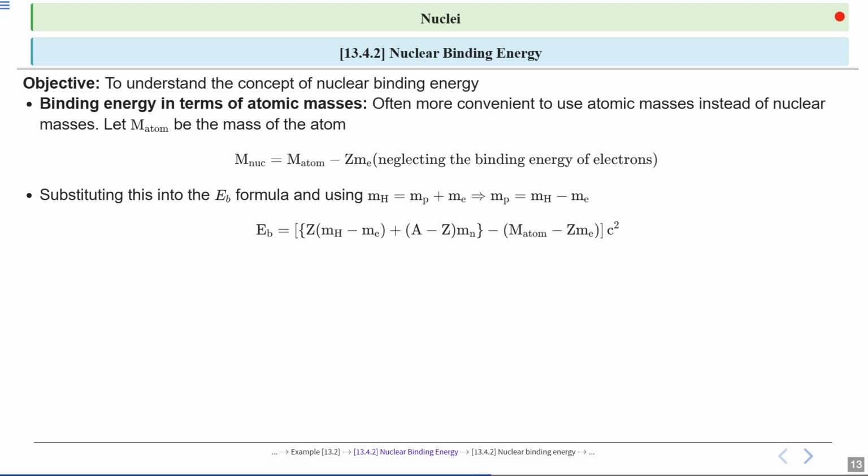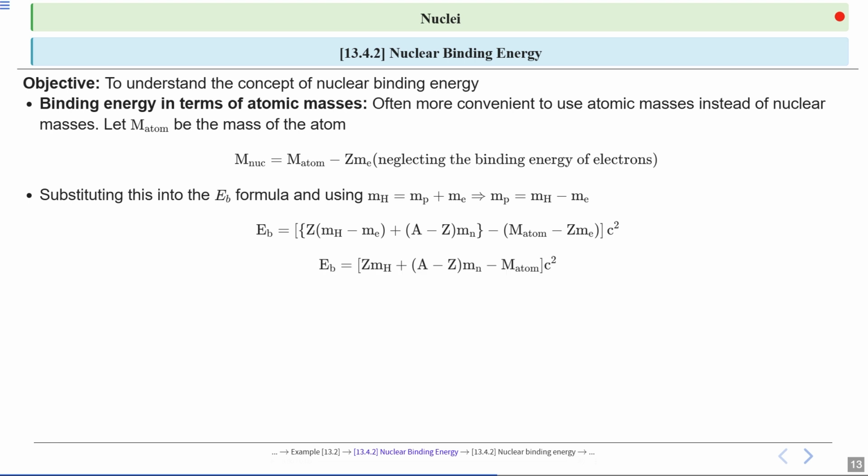Here is the expanded formula for binding energy using atomic masses. E_B equals [Z times (Mh minus Me) plus (A minus Z) times Mn minus (M_atom minus Z times Me)], with this whole term enclosed in square brackets multiplied by C squared. Z is the number of protons, A is the total number of nucleons, Mn is the neutron mass, and C is the speed of light. A minus Z is the number of neutrons.